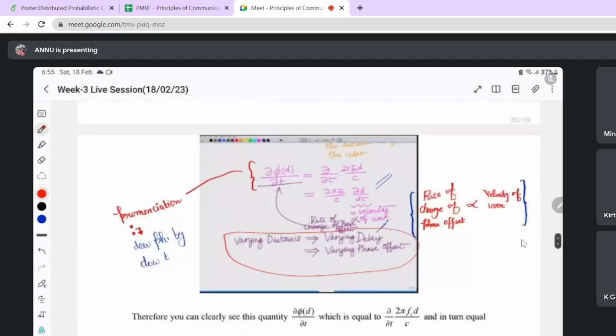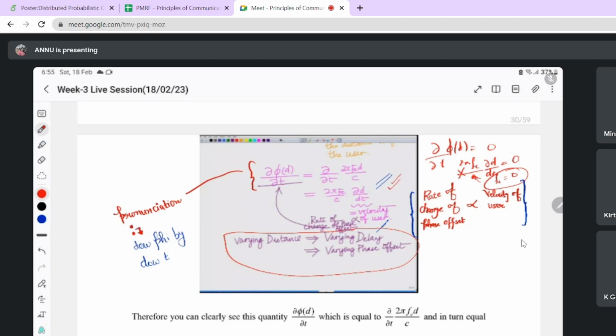You can also get the value of the required frequency if you just take d(phase)/dt equal to 0, then 2 pi fc by c times del t by del t equals 0, and then fc is equal to 0, but it is not practically possible. So you have to differentiate it again and check what the minimum and maximum values should be.